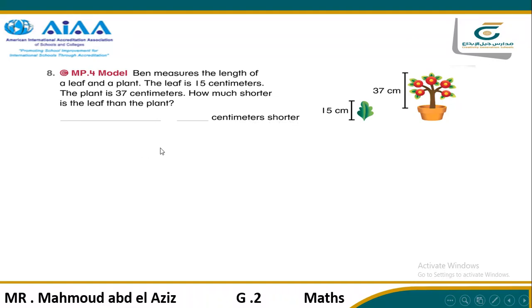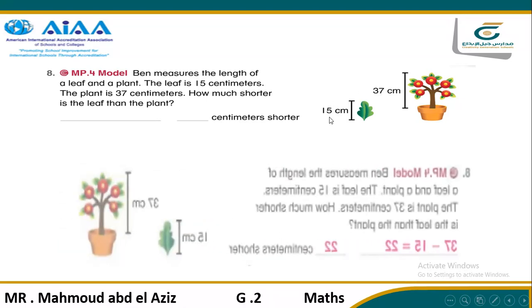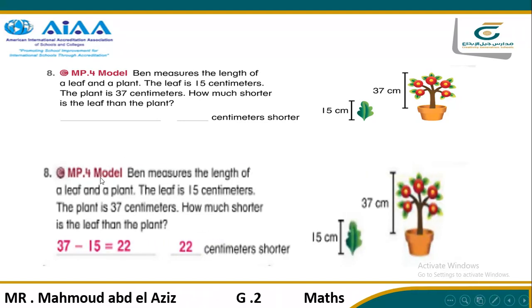So when we write subtraction, we write the greater number first, 37 minus 15. So our answer will be here, 37 minus 15. We'll start from units here, 7 minus 5 equals 2, and 3 minus 1 equals 2. So our number here is 22 centimeters shorter.